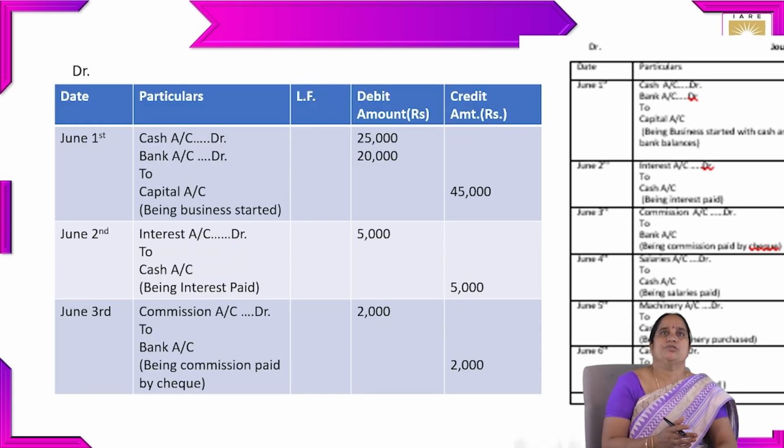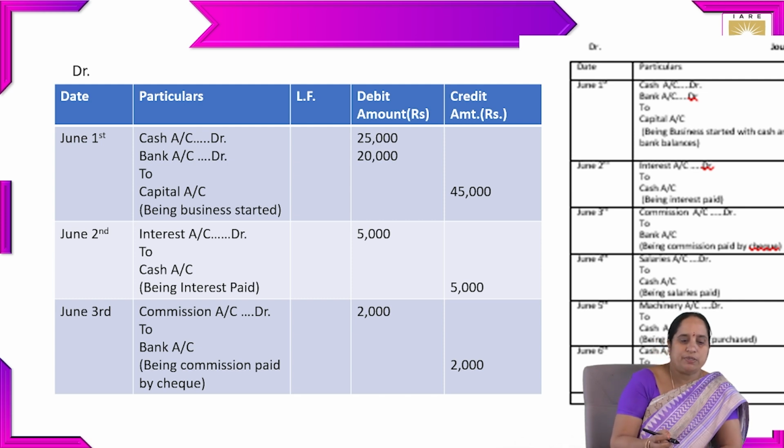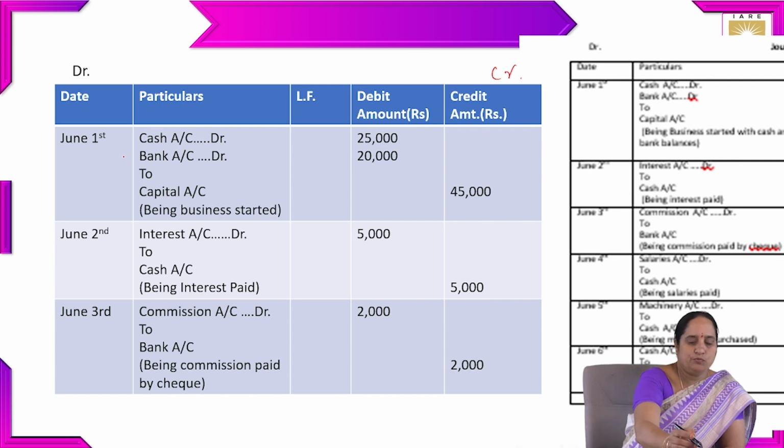So this information given, and based on that we have to prepare a journal statement. So let us take the journal statement which should be specified debit side and credit side. Date June 1st, cash account debtor to bank account, debtor to capital account. The reason is being business started. So how much amount? In the form of cash, we have invested 25,000, and in the form of check, in the bank 20,000. So as a total 45,000 we have entered here.